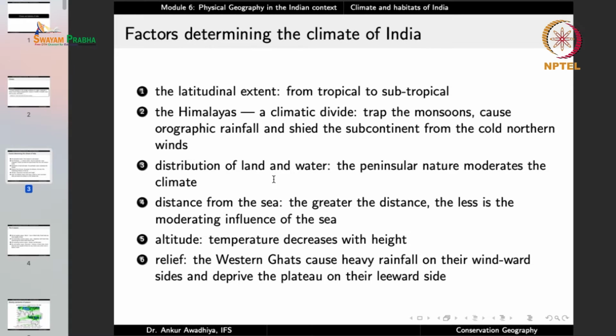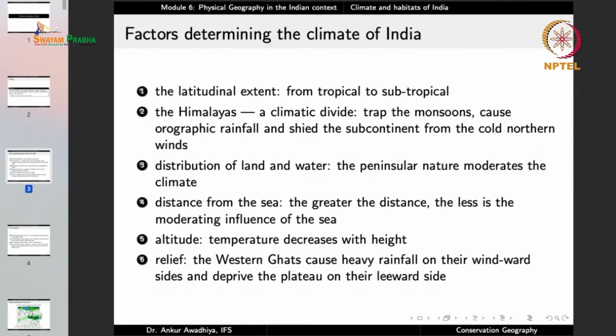Then we have the distribution of land and water. The peninsular nature moderates the climate. Distance from the sea: the greater the distance, the less is the moderating influence of the sea. And so the areas that are very near to the sea, the coastal areas, have a very equitable climate, which is different from the more continental climates that we face in the areas that are far away from the sea.